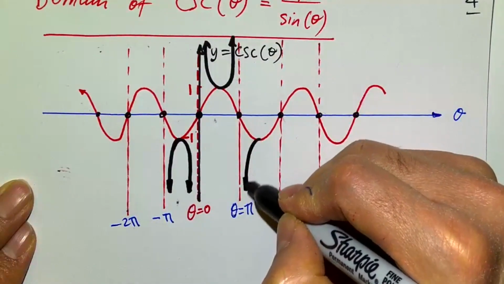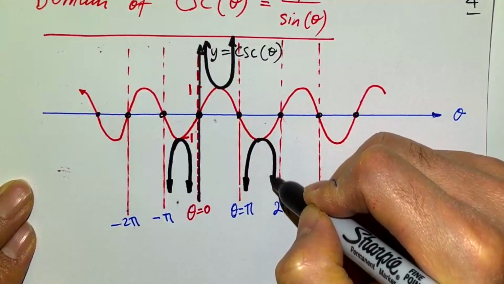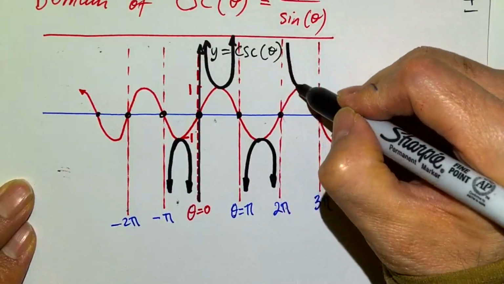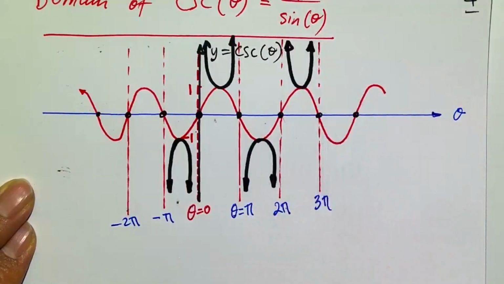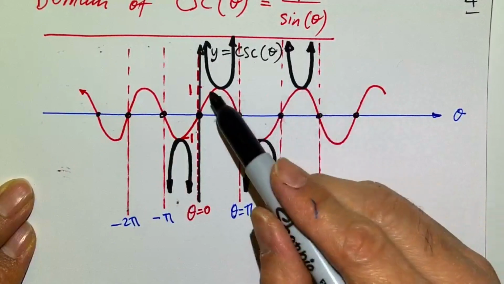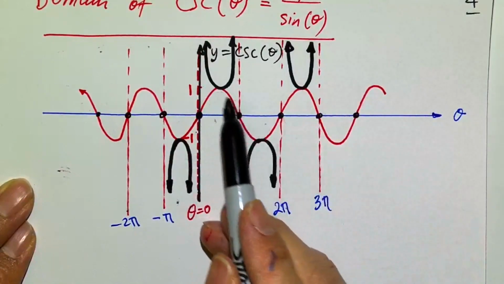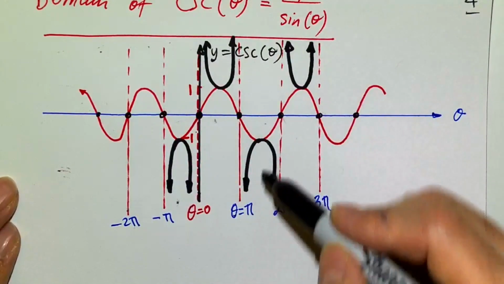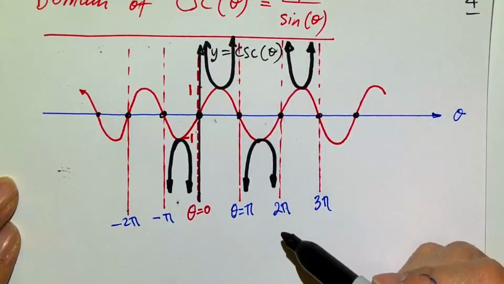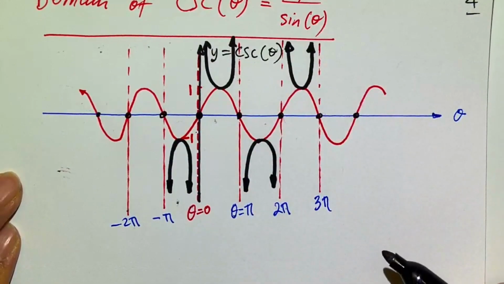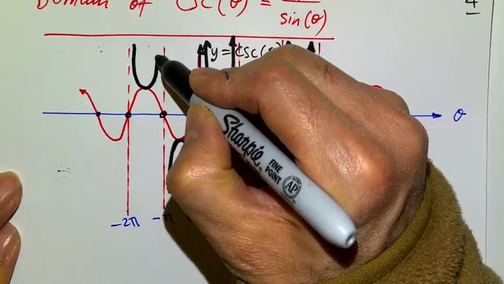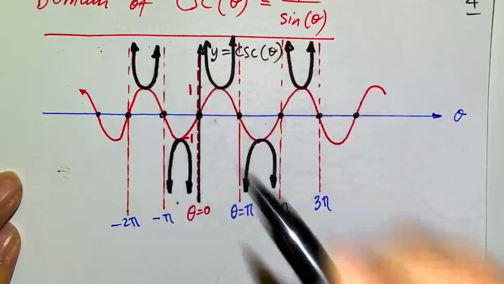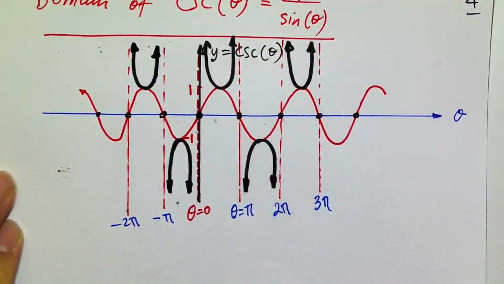Then like this. Do you see why it's important that we draw the sine function first? Because we know exactly where the asymptotes are and where the peaks and valleys are, so we can draw our cosecant graph very nicely like this. Okay? It doesn't look too bad. Like that and like that. And we can continue on either side, going in each direction.